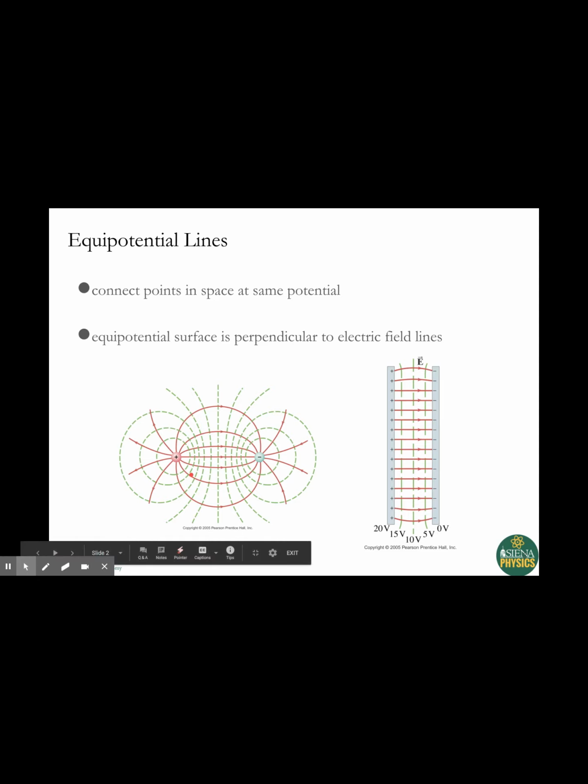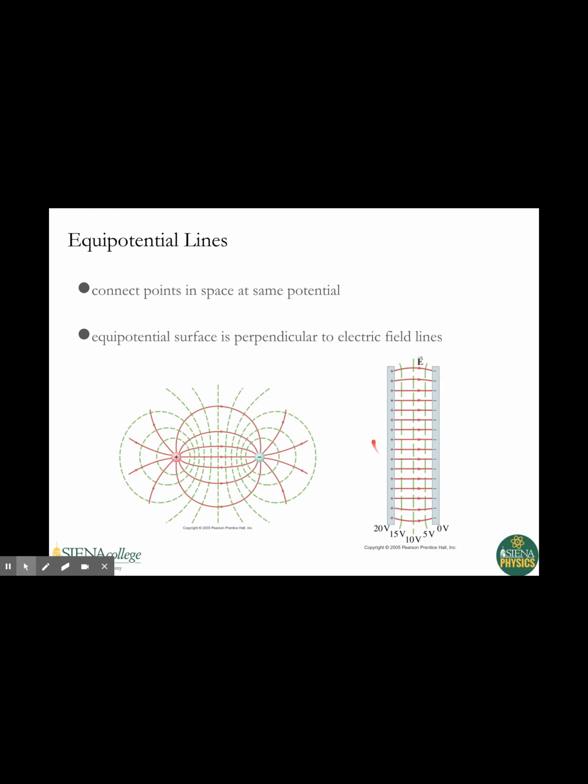So this is an example of two charges, and this is a 2D representation, but realize that this is happening in all space. So you could imagine that the field lines are coming out of the page and going into the page. And the potential lines are wrapping around out of the page and into the page.